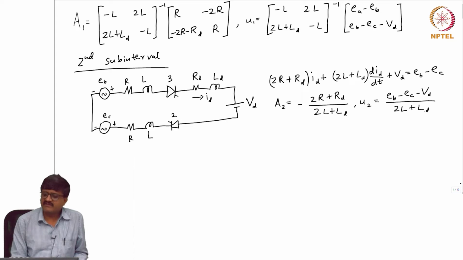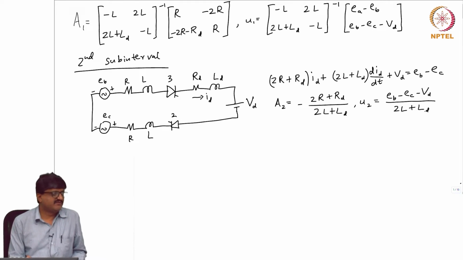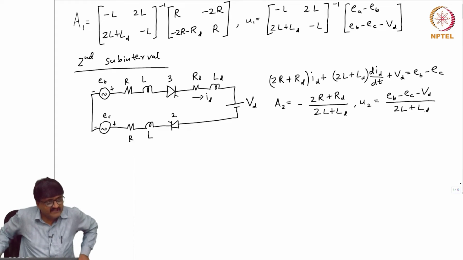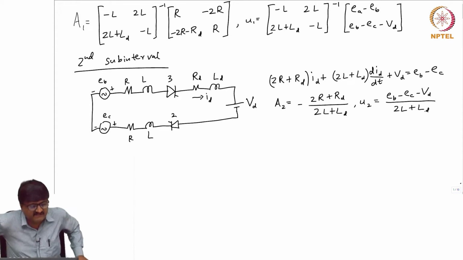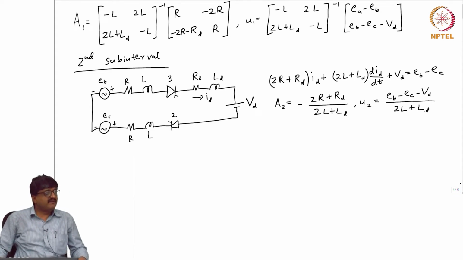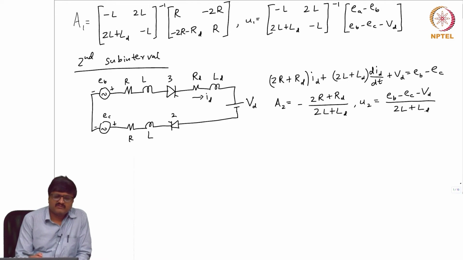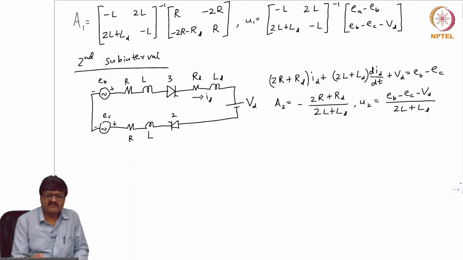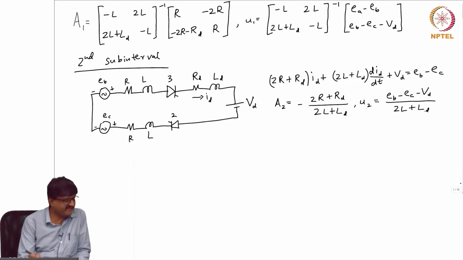So, you have got everything except F and G. If I want F and G, then I have to relate the state variables at the beginning of the first subinterval to the state variables at the end of the second subinterval. So, the two state variables are ID. What was the state variable in the first subinterval? ID and I1. Now, in the second subinterval, it is ID.